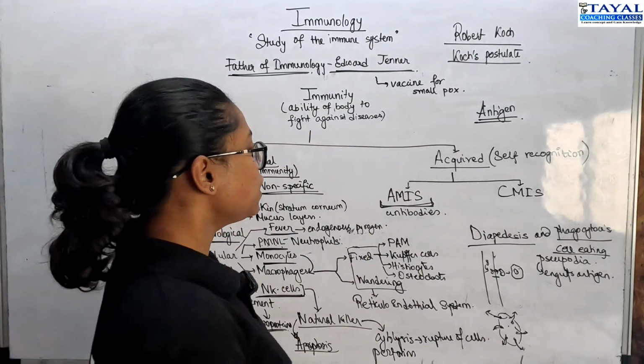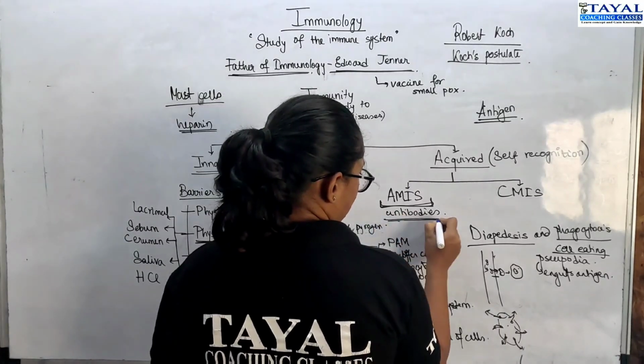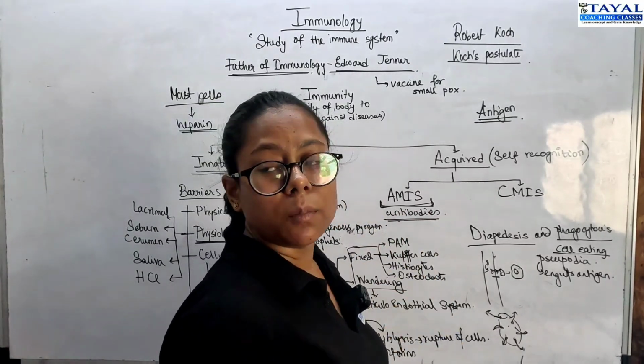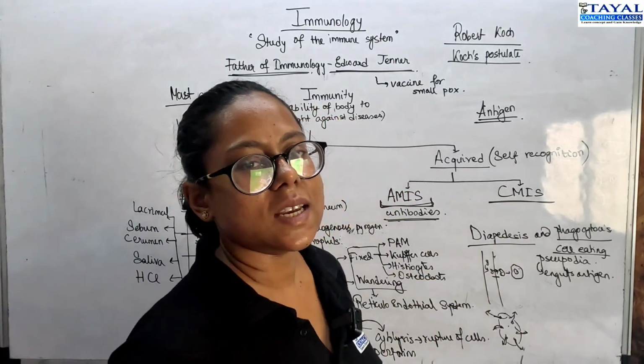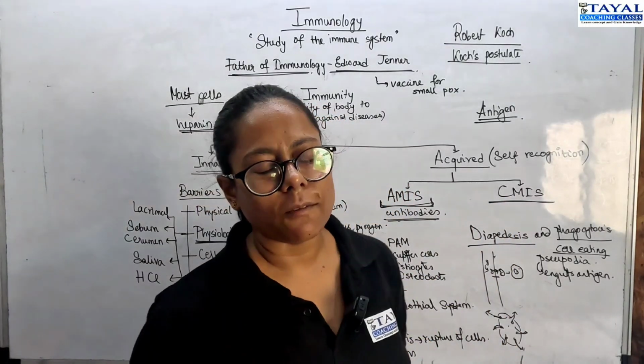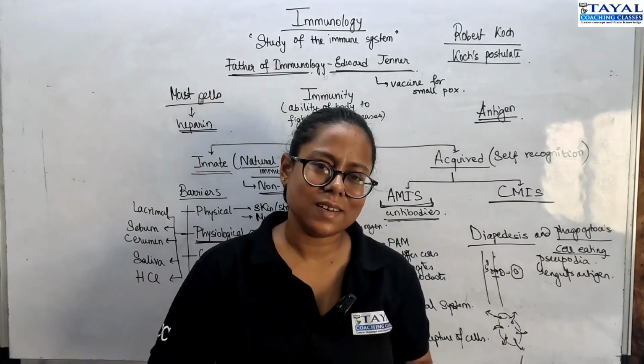The acquired immune system includes AMIS, which is antibody mediated immune system, and CMIS, which is cell mediated immune system, which we will obviously discuss in detail in the later videos.